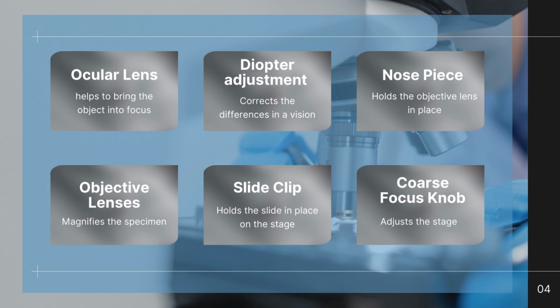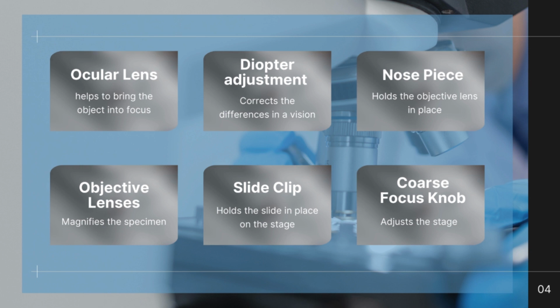Now we have the microscope parts. First is the ocular lenses. It is a cylinder containing two or more lenses. It helps to bring the object into focus. Second, diopter adjustment. It is used to correct the differences in vision an individual may have between their left and right eyes. Third, nose piece.